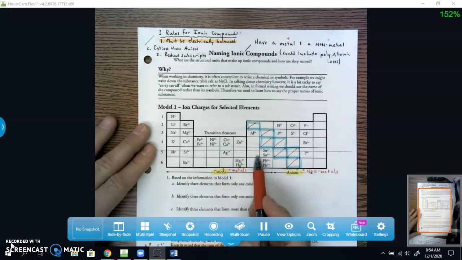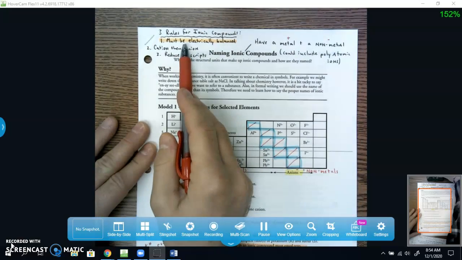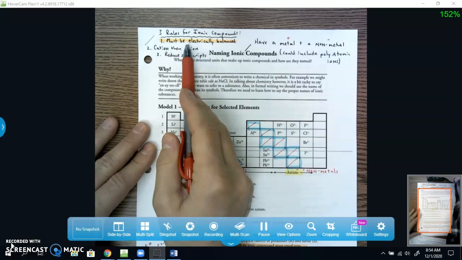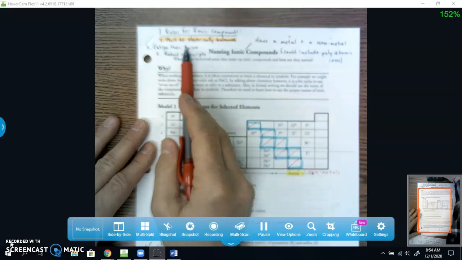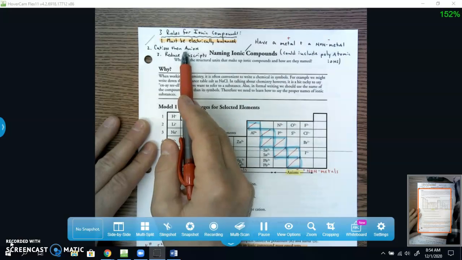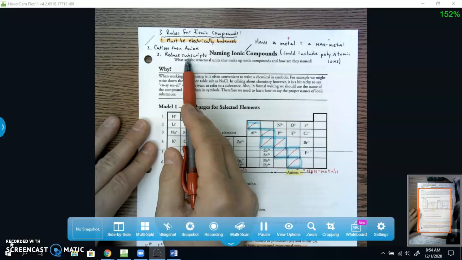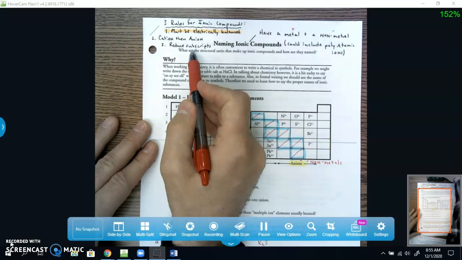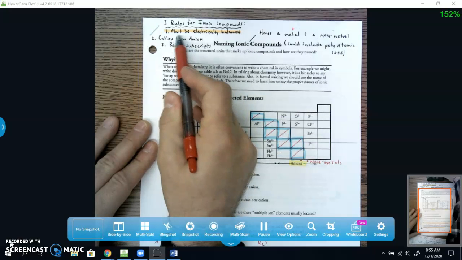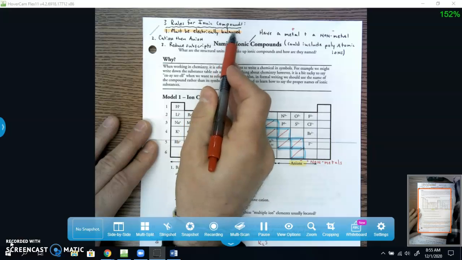Remember that we also have 3 rules for ionic compounds. And I've got the rule number 1 color-coded in orange right here. They must be electrically balanced. We're going to talk about that in a second. You've always got to write the cation first, followed by the anion, and you've got to reduce the subscripts if possible. So again, rule number 1 says that ionic compounds have to be electrically balanced.